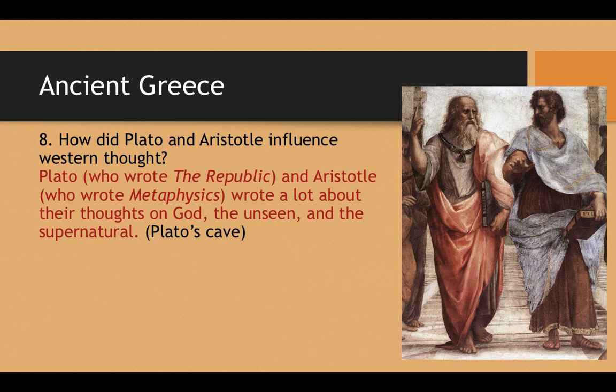And Plato had his own works as well. His most famous is called The Republic. You also may have heard of Plato's Cave. And then you have Aristotle, who was his apprentice, and he wrote several books, including Metaphysics, one of his most famous ones. And they wrote a lot about their thoughts on God, on the unseen, and on the supernatural.